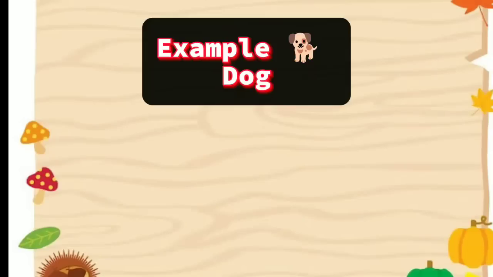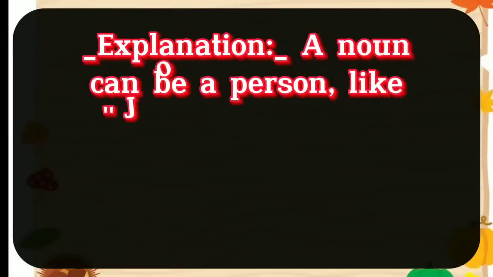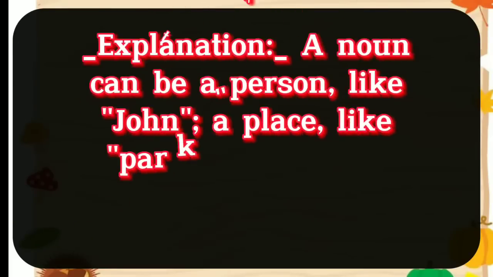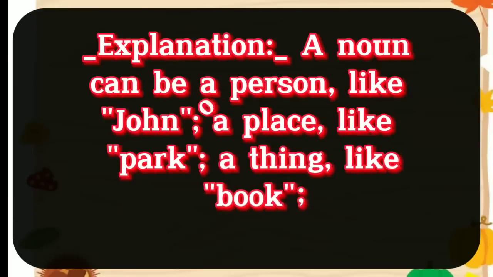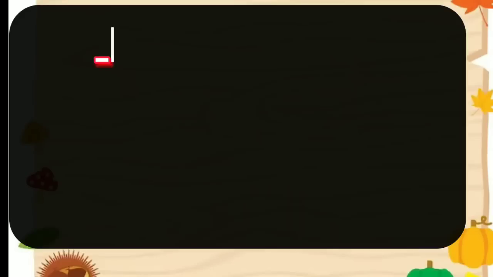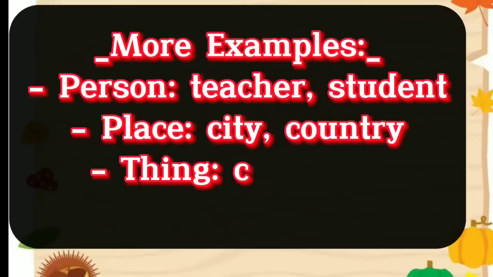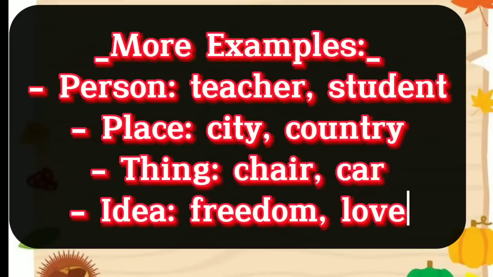Example: dog is a noun. Explanation: a noun can be a person, like John, a place, like park, a thing, like book, or an idea, like happiness. More examples. Person: teacher, student. Place: city, country. Thing: chair, car. Idea: freedom, love.